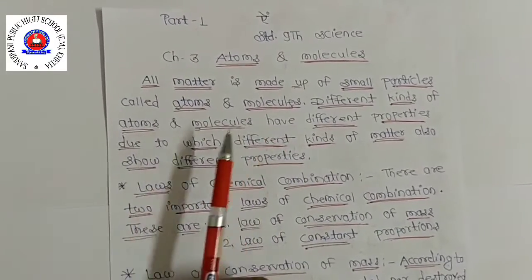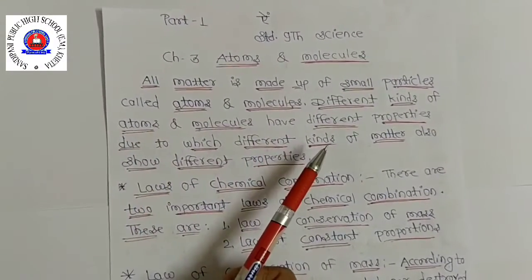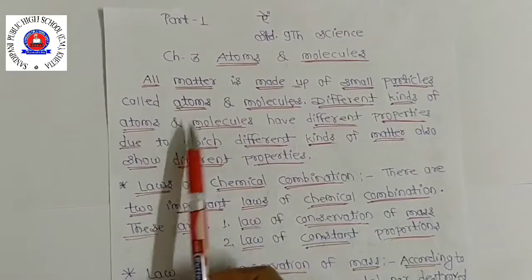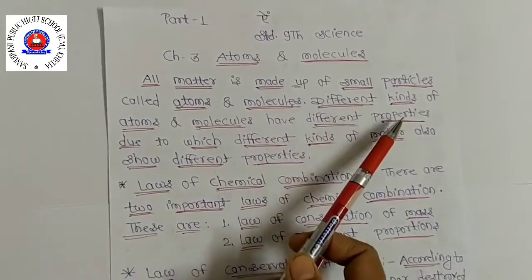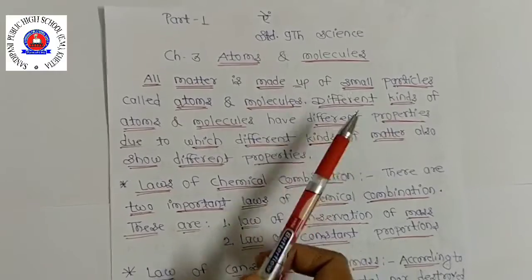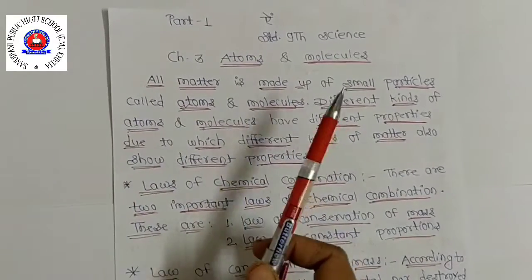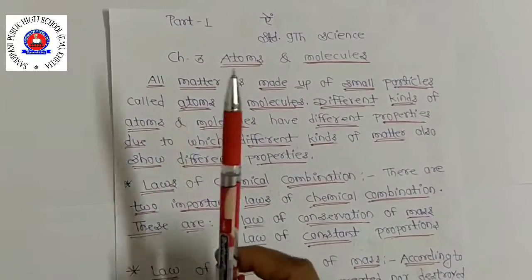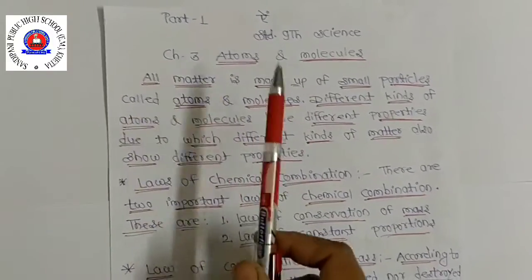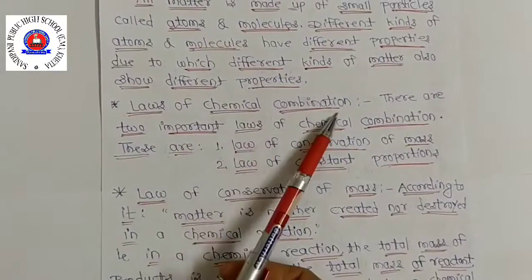They also show different properties, and what is the reason behind it? Because different kinds of atoms and molecules have different properties. Clear this one? So thus the properties of matter depend on the properties of atoms and molecules from which it is made. Now, laws of chemical combinations.